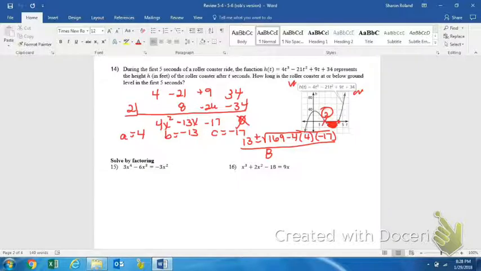Well, if you put that in the calculator, 169 minus 4 times negative 17, you get, I think, 441. Yes, you get 441. So you end up with 13 plus or minus root 441.